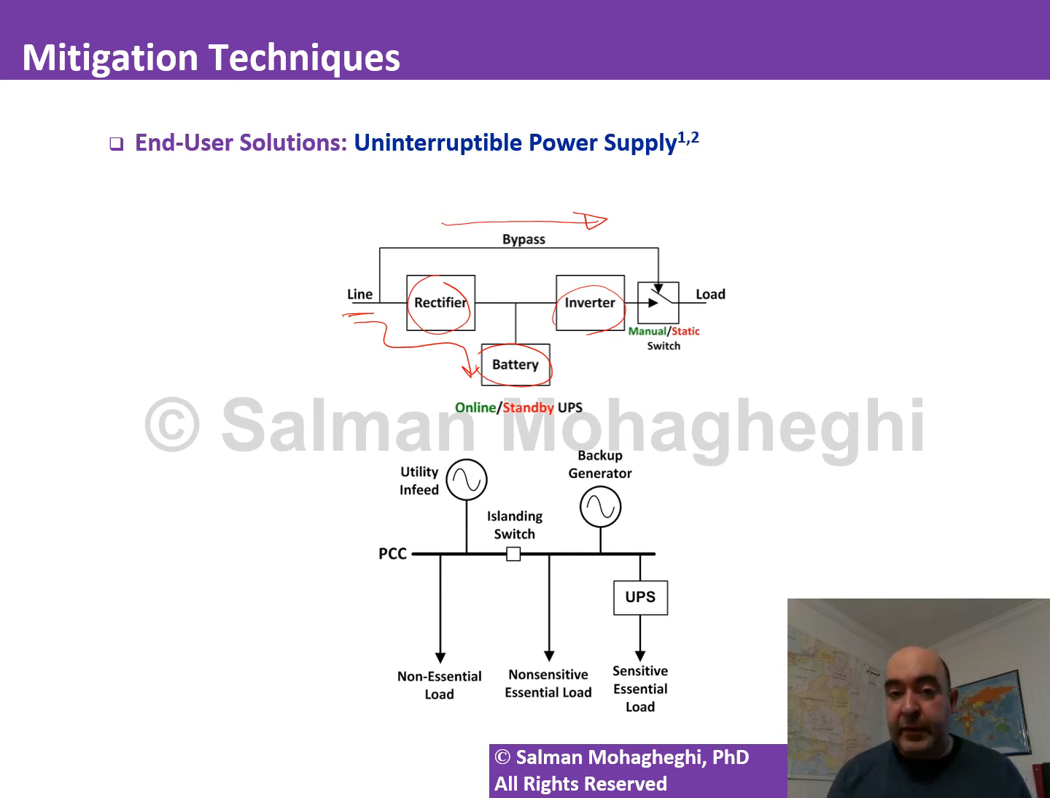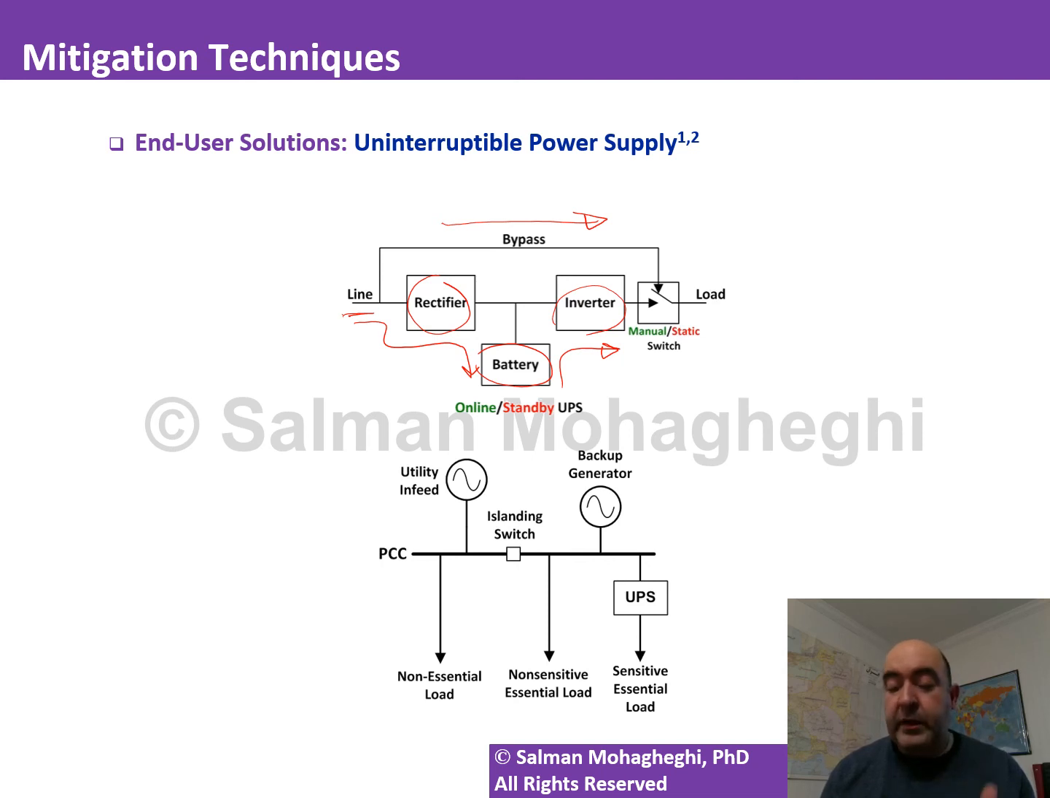If anything happens, then this switch opens the connection to the main grid and connects to this line, meaning that the battery, which is being charged, is now going to be discharged through the inverter into the load. That's a standby technique. There is an online technique as well.